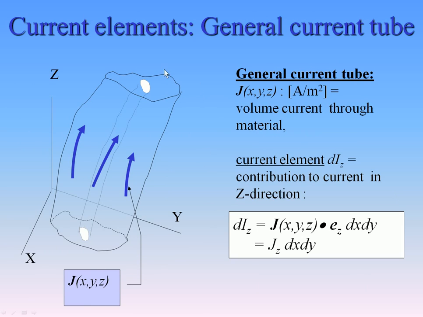In general, when we have a general current tube with a current density J as a function of x, y, and z in ampere per square meter, and that's a volume current through the material, we have a current element diz, the contribution to the current in the z direction. That is diz is J dot Ez, that's a scalar vector product, times dx dy, and dx dy is the cross-section area, Jz times dx dy, the cross-section.